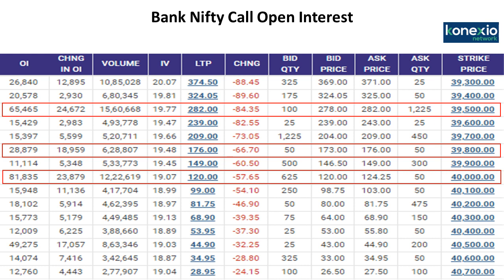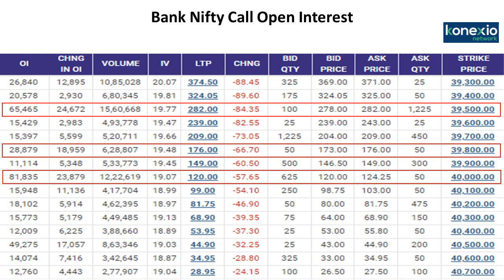But looking at this data, we feel that on Monday, on the back of the international markets, we might see a gap down opening, but that gap down opening should be used as a buying opportunity. So most probably initially 39,500 would act as a major resistance. If it crosses, then Bank Nifty might test the levels of 40,000 in the next week.